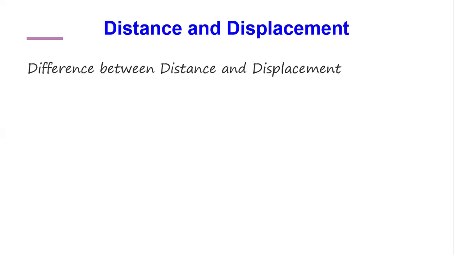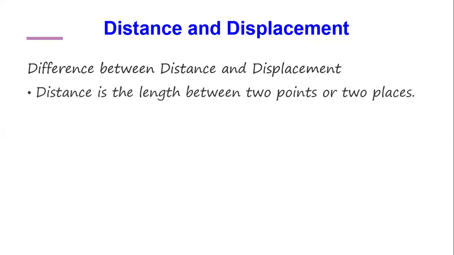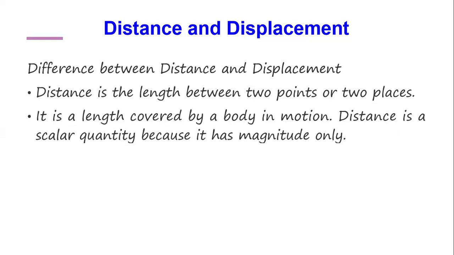Now, let's see this aspect of motion. Here we'll be talking about distance and displacement. From there, we'll see the difference between these two. Starting with distance, this is the length between two points or two places. So the length covered from two points or two places is what we call the distance. It is the length covered by a body in motion. So a body in motion covers a certain length, and that length covered is what we call distance.